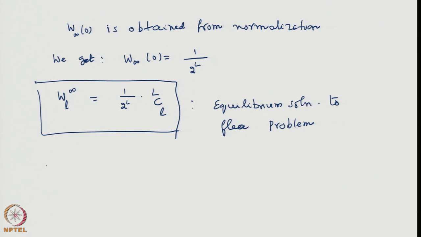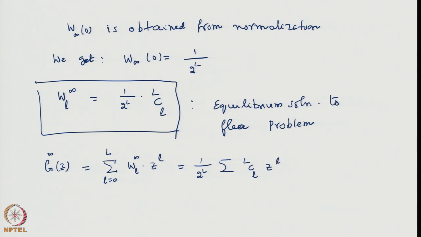Now, we can find the generating function for this, G(Z), which by definition, of course, we can superscript with the steady equilibrium state, will be the sum over L equal to 0 to L of W L infinity Z to the power L. That is how we define, and it simply will come to 1 by 2 to the power L sigma LCL Z to the power L, L equal to 0 to L. And this is simply the binomial expansion, so the answer is going to be 1 by 2 to the power L times (1 plus Z) to the power L. So, the generating function for the equilibrium state is very easily developed by summing.